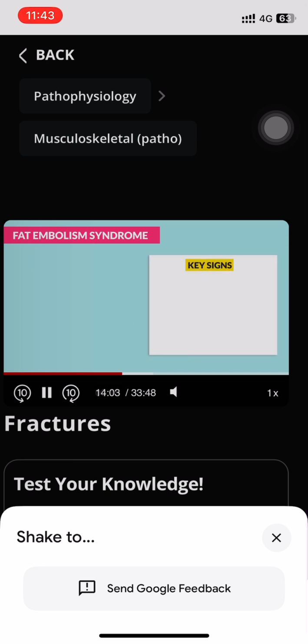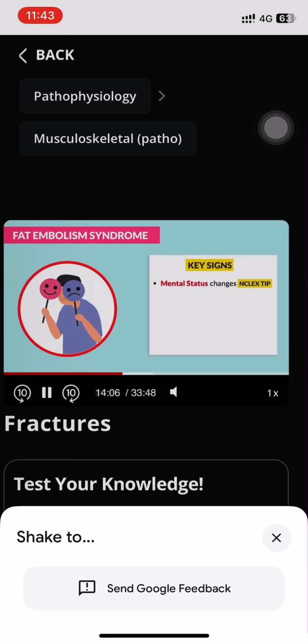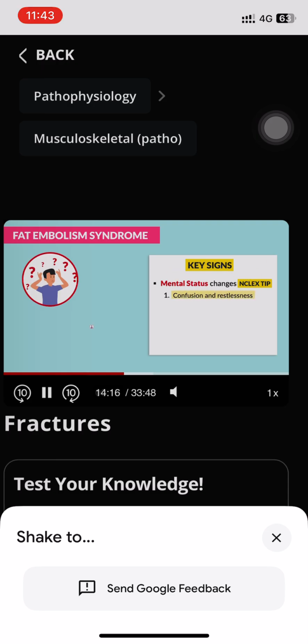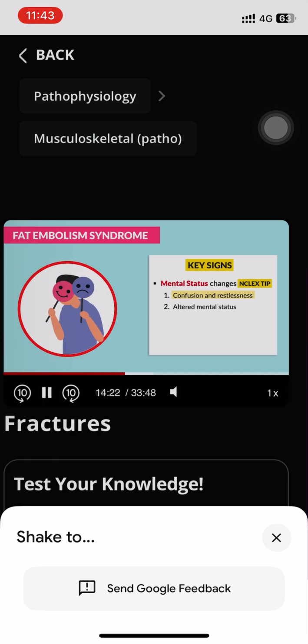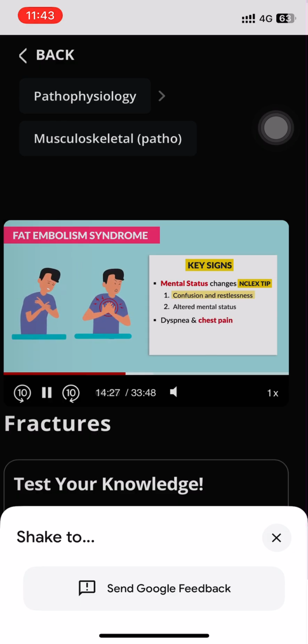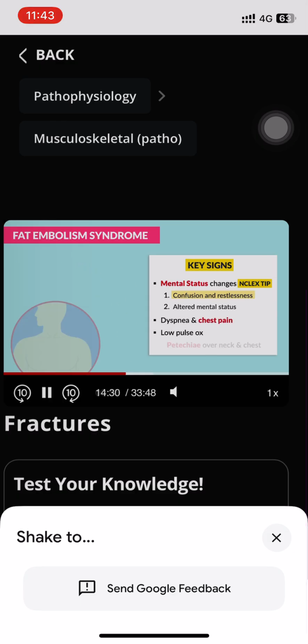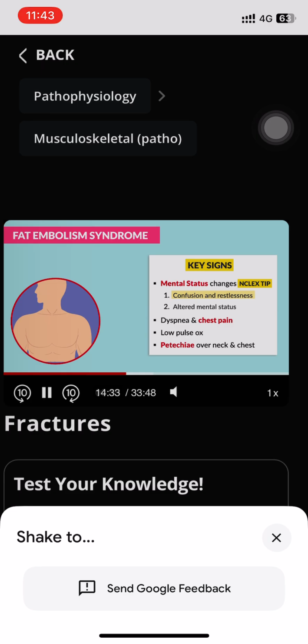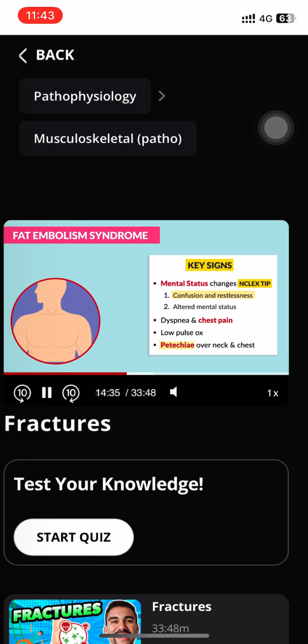So the key signs to write down and know for your exams. Mental status change is one of the first signs, big NCLEX tip. The 2 earliest critical signs to write down for mental status change are number 1, confusion and restlessness, as well as number 2, altered mental status. These 2 came up most on the majority of question banks. Next is dyspnea and chest pain, as well as low pulse ox and even petechiae. Big key term right there to write down. So petechiae over the neck and chest, which are those little tiny red dots indicating a lack of oxygen.